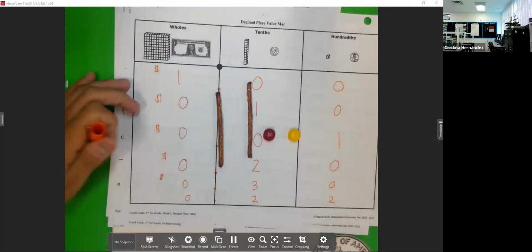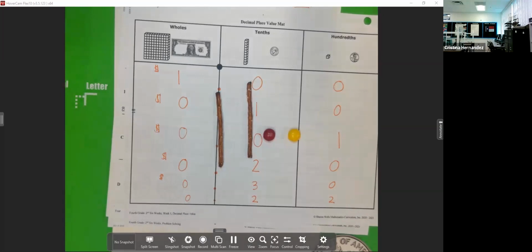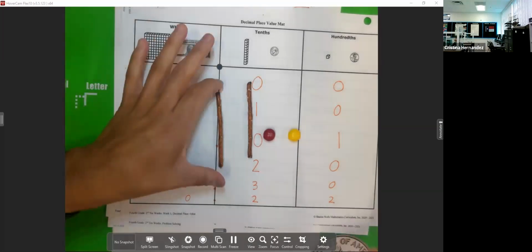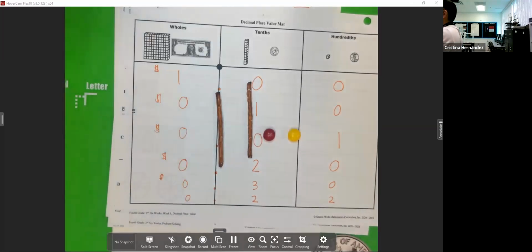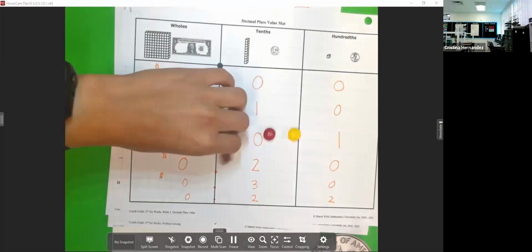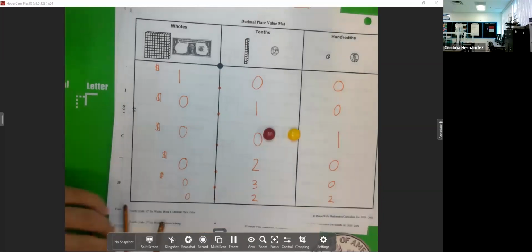I don't have anything else to give y'all, but let's do another one. I only gave y'all 2 Skittles. Show me 41 cents with your pretzels and your Skittles. 41 cents. Raise your hand when you're done.